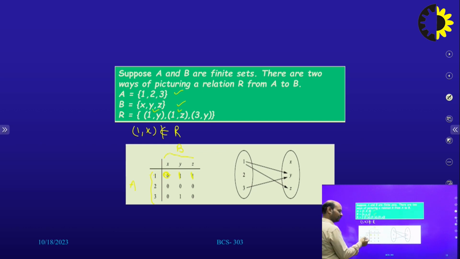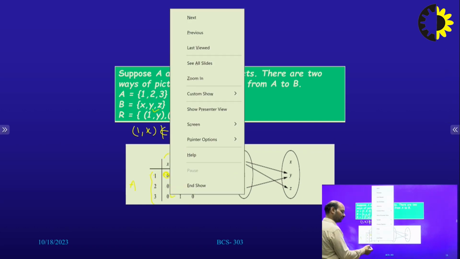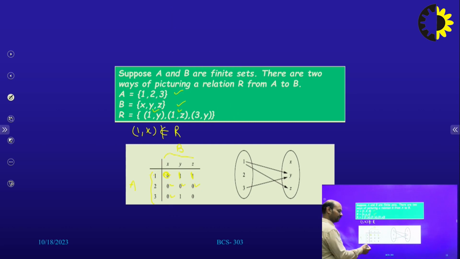And what about (2, x)? (2, x) does not belong to the relation, so we put 0. (2, y) is also not present, so we put 0. (2, z) is also not present, so we put 0. And (3, x) is also not present, so we write 0. Then (3, y) belongs to the relation, so we write 1. And (3, z) does not belong to the relation, so we put 0.